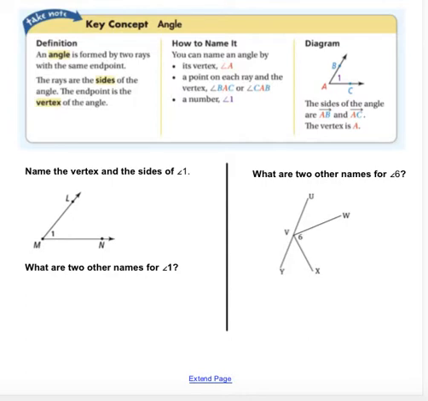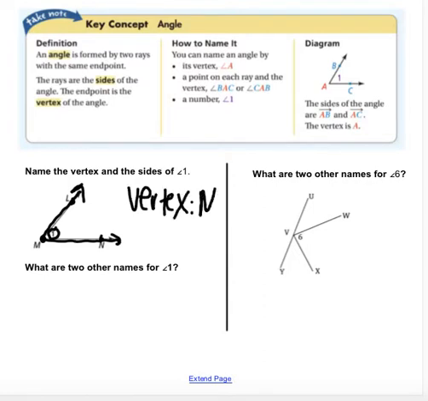So, looking at our diagram on the left, it says name the vertex and the sides of angle 1. Here's angle 1. Vertex is the endpoint, that common endpoint where my rays meet. I see that at M is where my rays meet. My sides of my angle are two rays, ML and MN. So my vertex would be point M, and then my sides would be my rays. I have ray ML and ray MN.